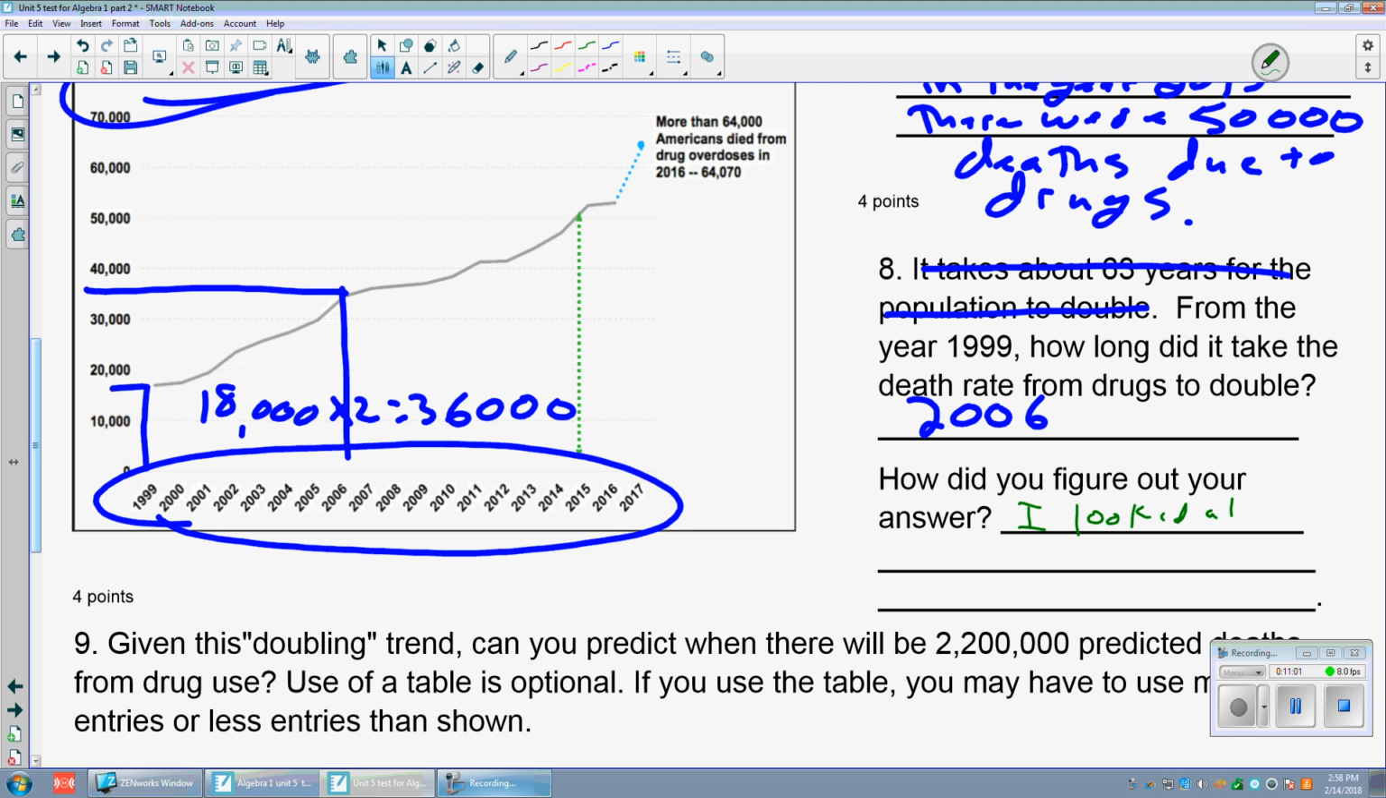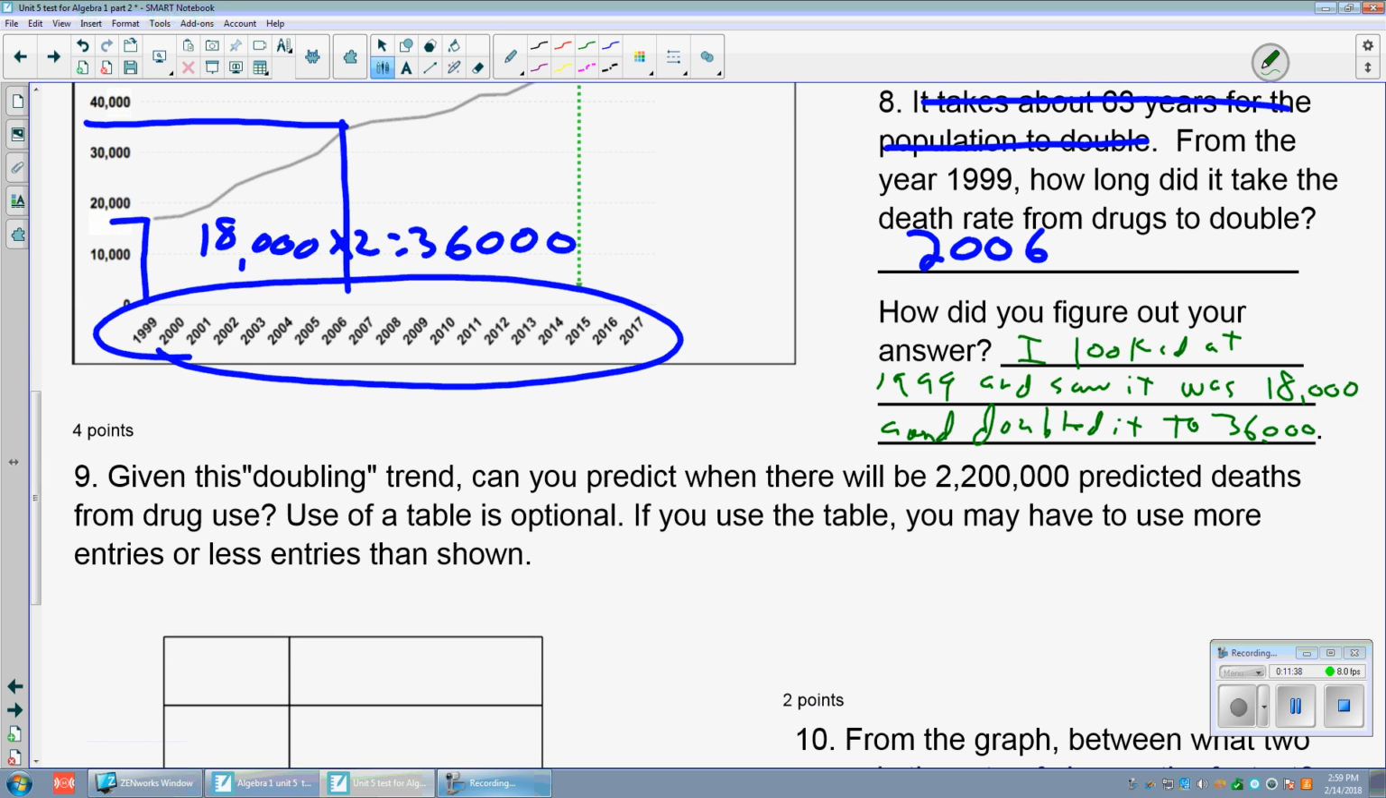I looked at 1999 and saw what did I see it was? It depends. If you saw that it was 20,000, then great, 20,000. If you saw it was 19,000, then it was 19,000. I saw it was 18,000 and doubled it to 36,000. 36,000, abbreviation for thousand is K. Okay. Then 36K is the year 2006 or 2007 or 2008, or 2011, 2012, whatever, if you use 20,000.